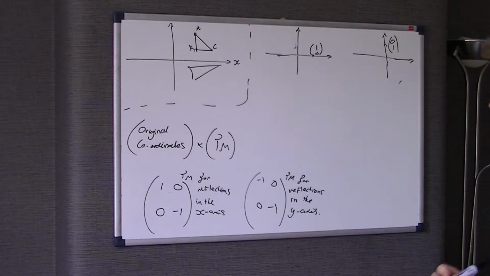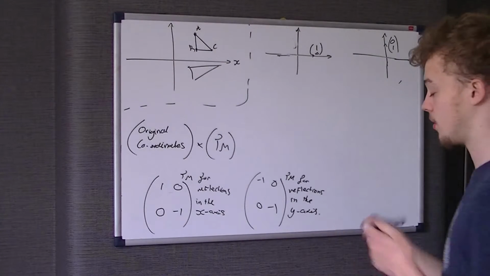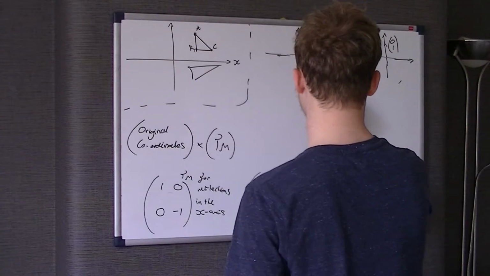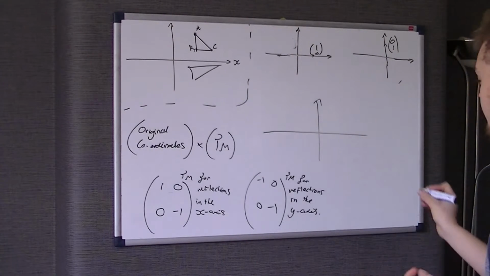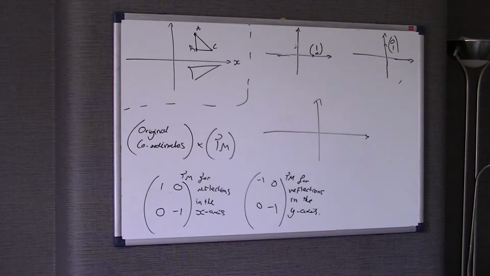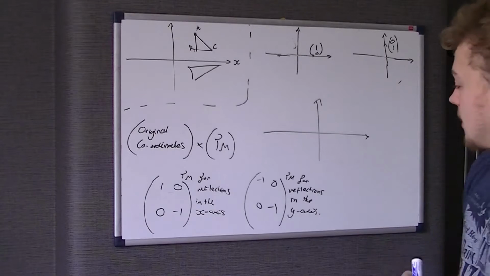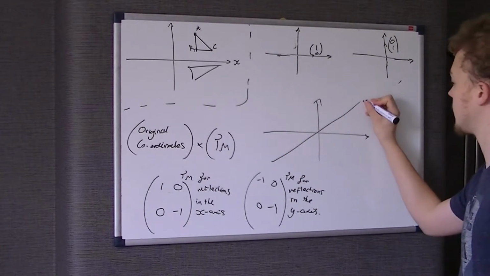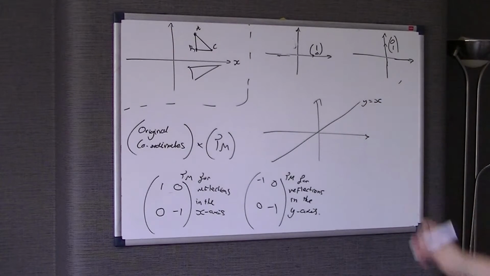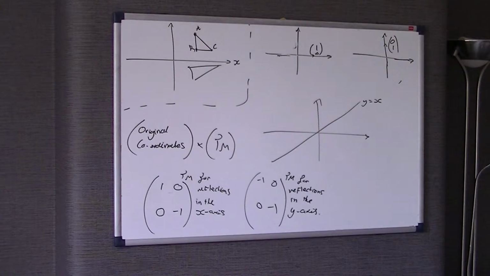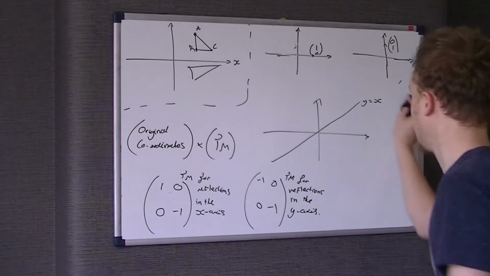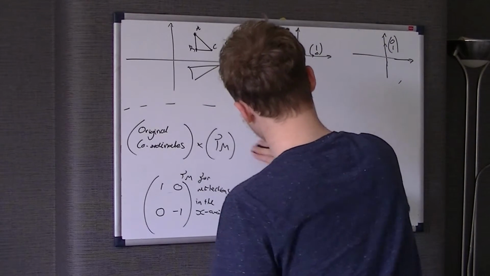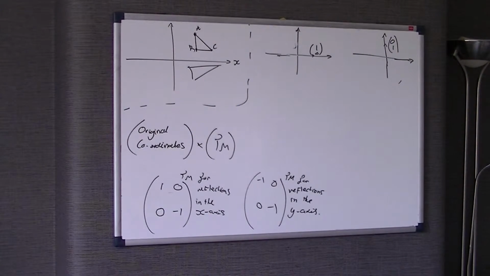Just to give you a bit of a memory refresh, you could do this by sketching some points if you totally forgot what the graph y equals x looks like. Every y coordinate is the same as the x coordinate, so you get something that goes through the origin and looks like that. That's y equals x. Hopefully you should have remembered that.